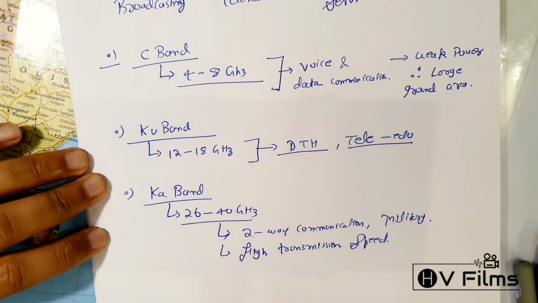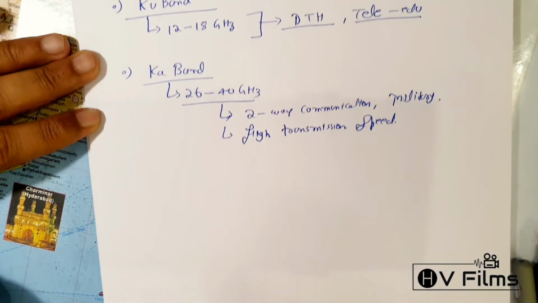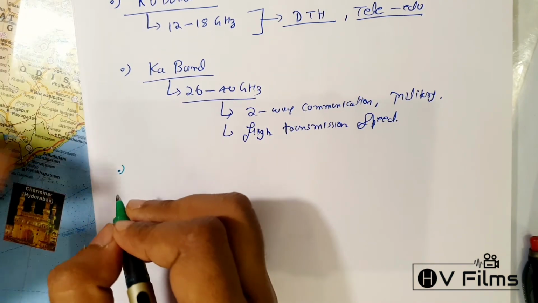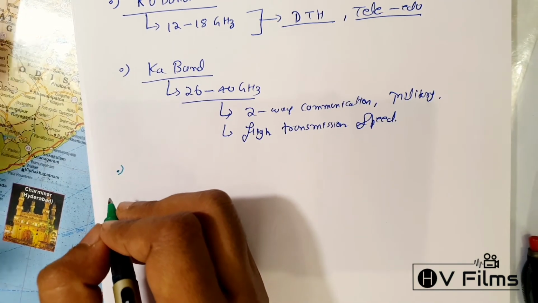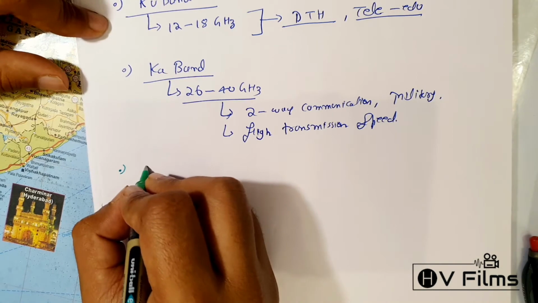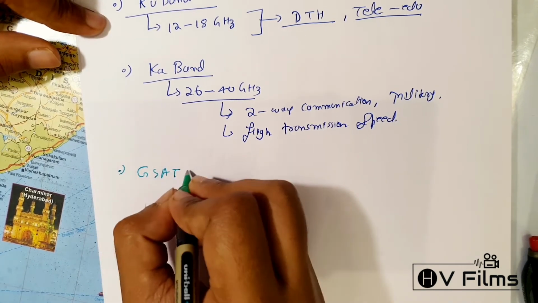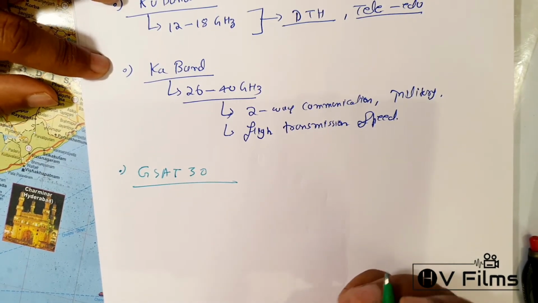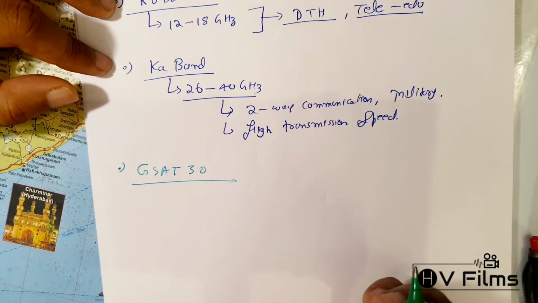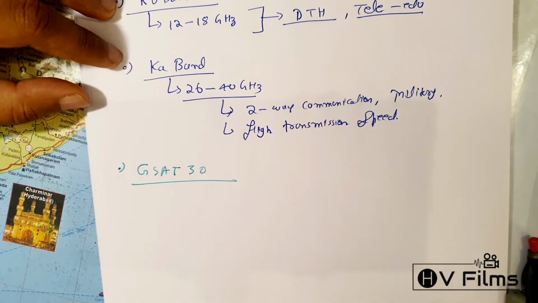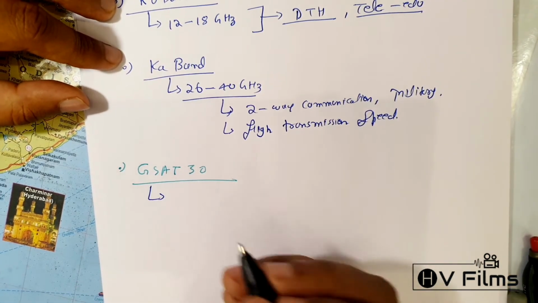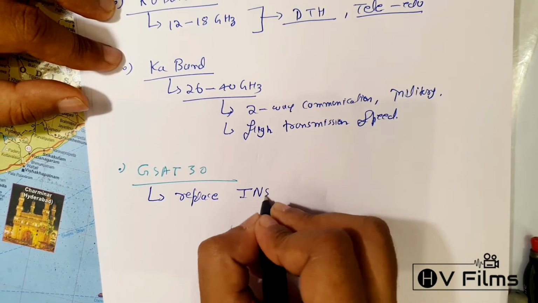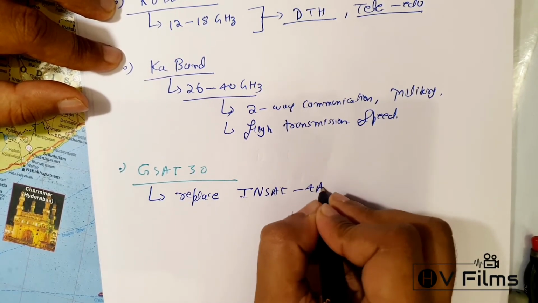So let's talk about a few examples of the INSAT series. The first one that we're going to discuss is the latest communication satellite that we have sent recently. Let's start with the GSAT, I think. Yes, so GSAT-30 was recently launched. It is basically ISRO's latest high power communication satellite, and it will actually replace the existing INSAT-4A in the orbit.